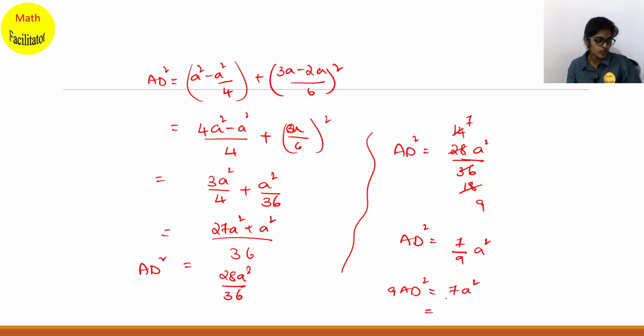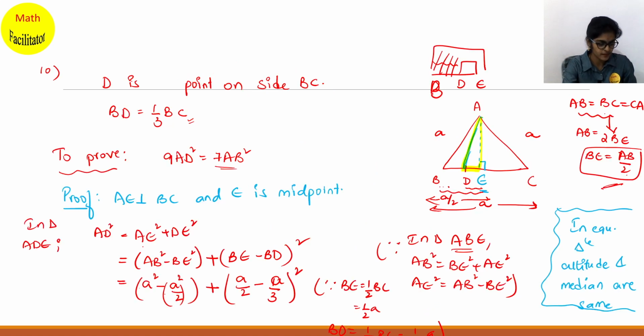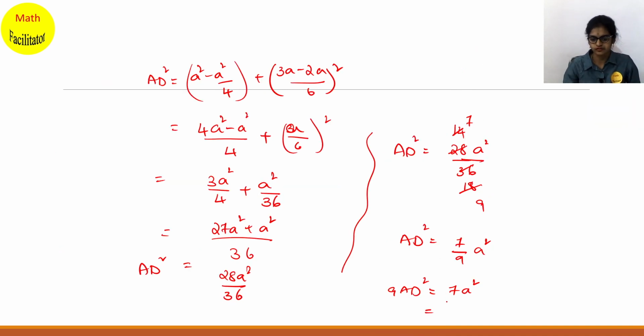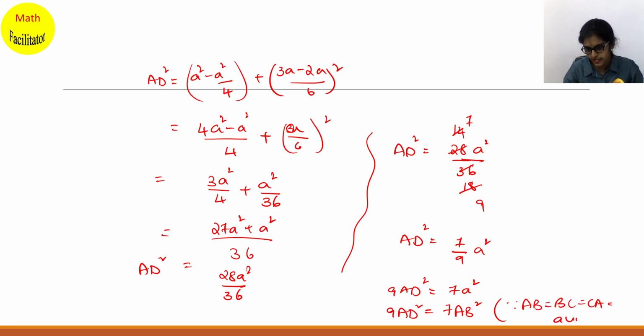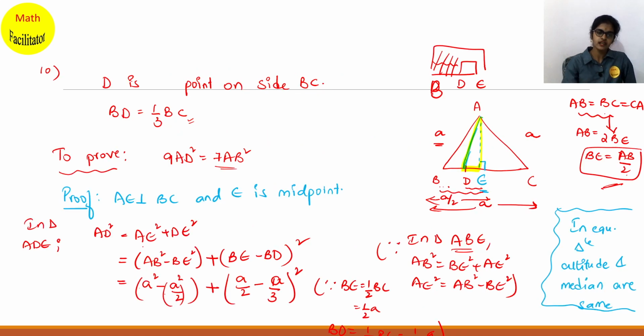But what you have to prove? You have to prove 9 AD square is equal to 7 AB square. Here A is nothing but any side, isn't it? A is nothing but any side. So instead of A, I can write AB. Yes or no? So it is 7 AB square. Got the point? Since AB is equal to BC is equal to CA is equal to A units. So instead of A, you can write this. Clear, beta?